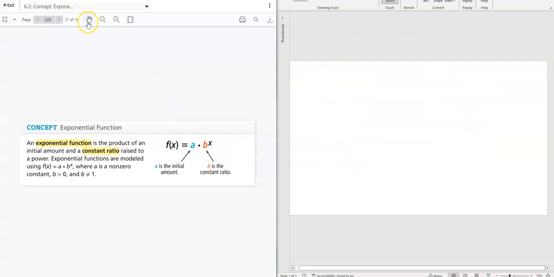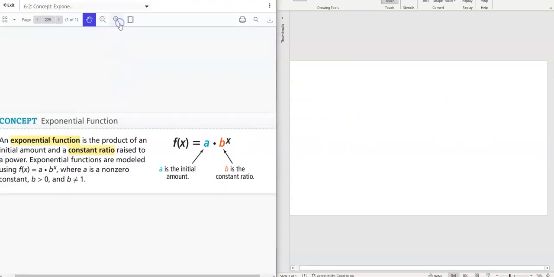All right, so here's some basic concepts for you. Now, we don't usually have this right away, but I wanted to go over this before we go over other things. So this is a good thing to take down for your notes. An exponential function is the product of an initial amount and a constant ratio, raised to the power. Exponential functions are modeled using this model right here, where a is a non-zero constant, and b has to be greater than 0, but not 1.